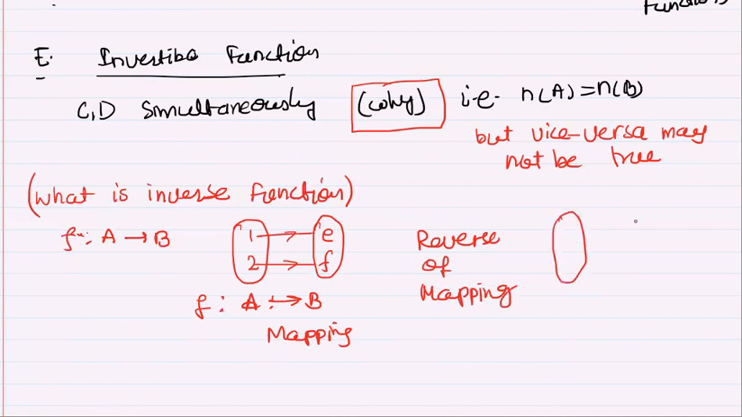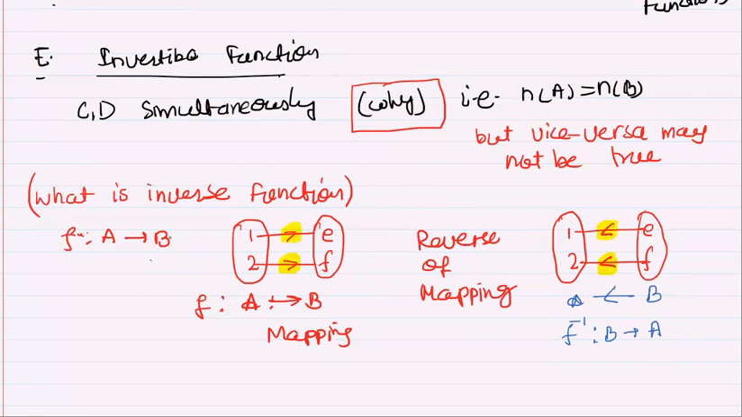So what is the reverse of mapping? The reverse of mapping is like this: this is e, this is f, and this is 1, this is 2, just focus on this arrow part. So this is basically B and this is A, and the arrows are reversed. So we will say f inverse from B to A. This is like the reverse of mapping.